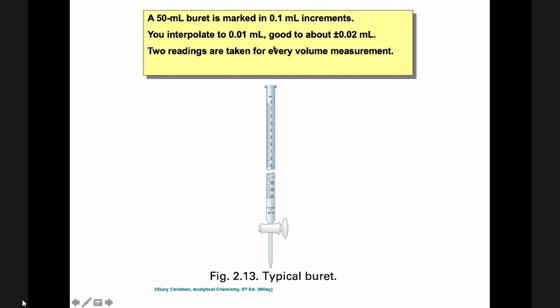It is marked in 0.1 ml increments. You interpolate 0.01 ml, with an uncertainty of about plus or minus 0.02 ml. Okay, after that, for every sample, you should have at least three trials or three replicates, for you also to apply your statistical tools.